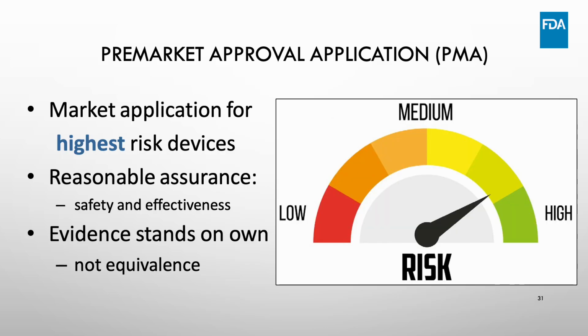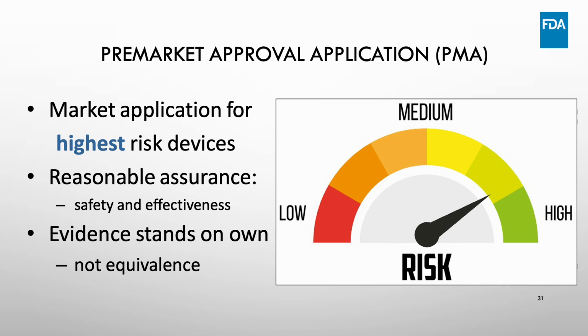Another type of submission is the pre-market approval application, or PMA. PMA is a marketing application for high-risk devices. These are the ones that are classified as class 3, as well as devices without an existing classification. In a PMA, a device must demonstrate a reasonable assurance of safety and effectiveness. In contrast to the 510(k), PMA evidence must stand on its own. It is not an equivalence evaluation to another legally marketed device.